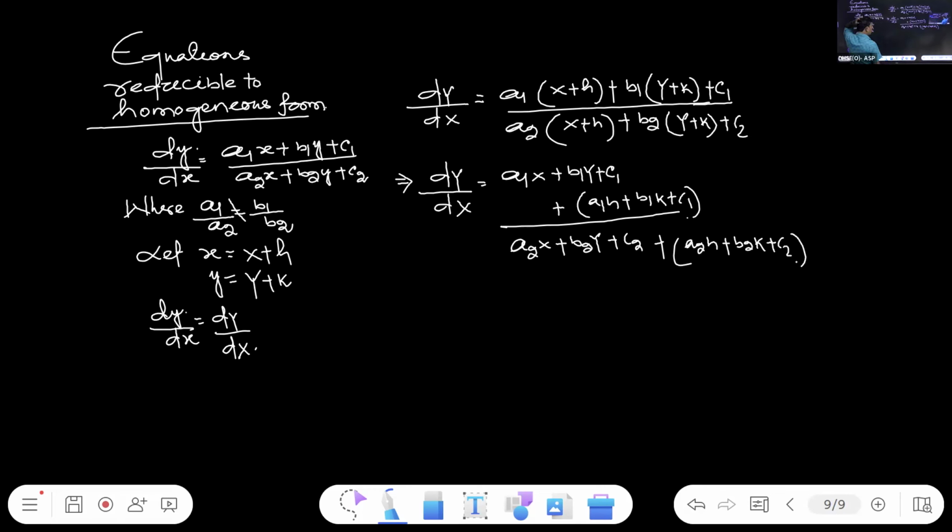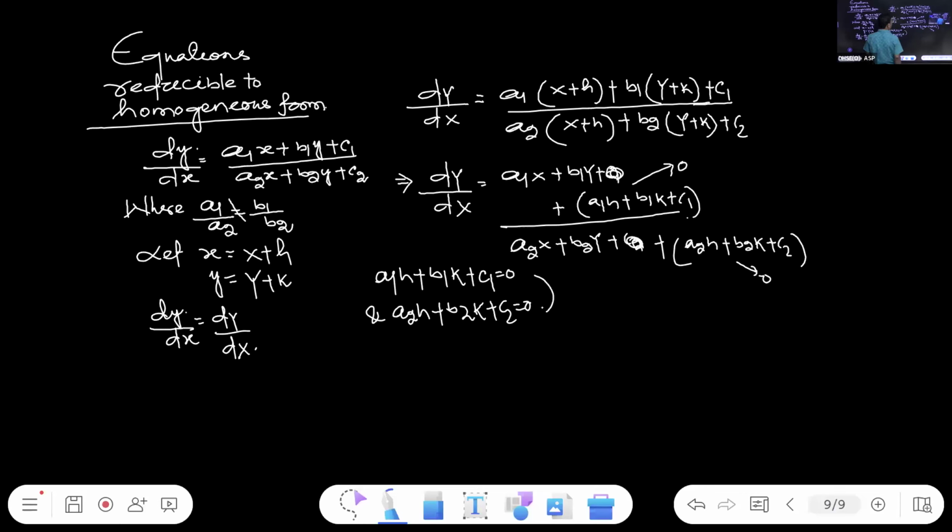Clear? This equation will reduce, sorry, C1, C2 not here. Okay. This equation reduces to homogeneous form only when this expression is 0 and this expression is 0. If A1h plus B1k plus C1 is equal to 0 and A2h plus B2k plus C2 is equal to 0, then the equation reduces to homogeneous form.